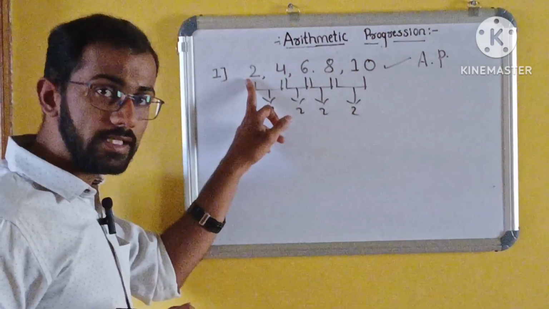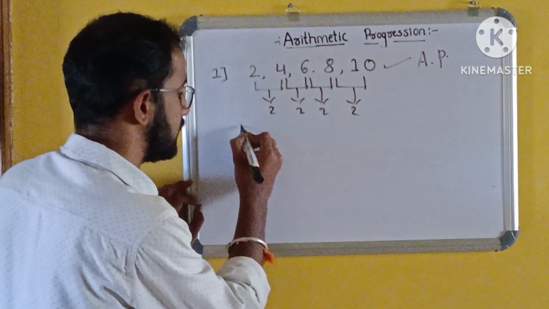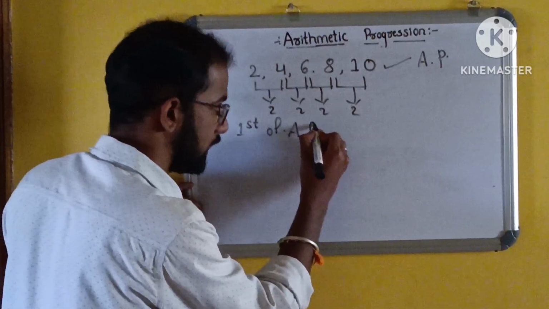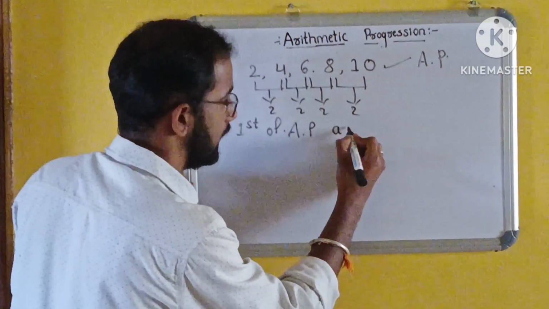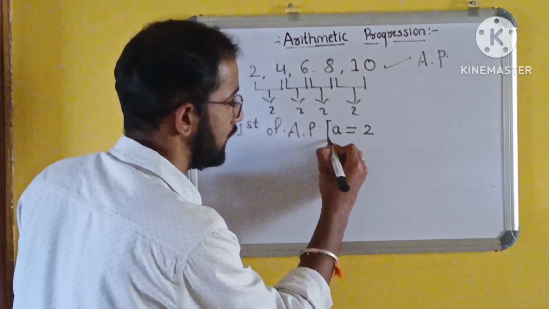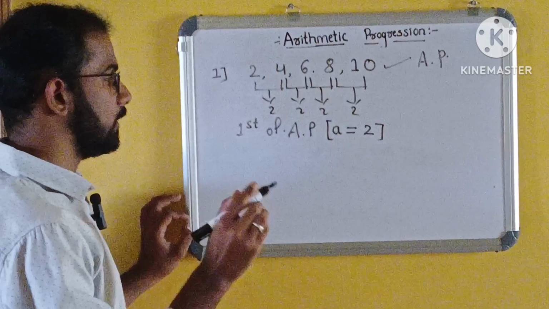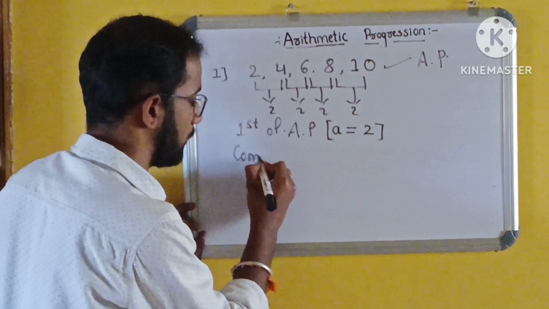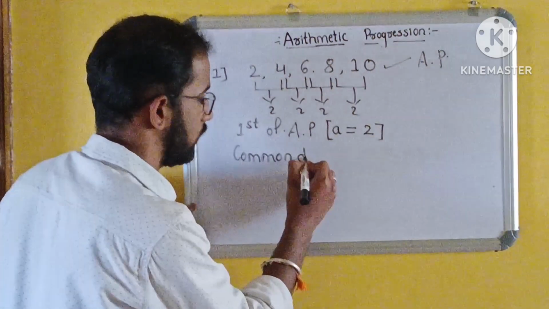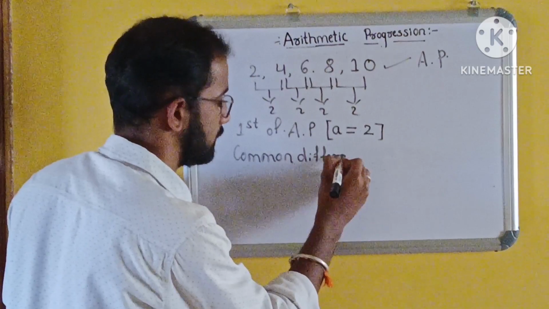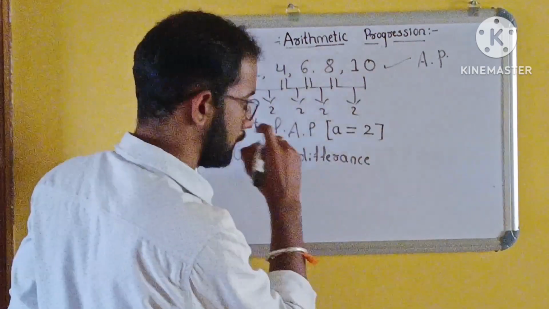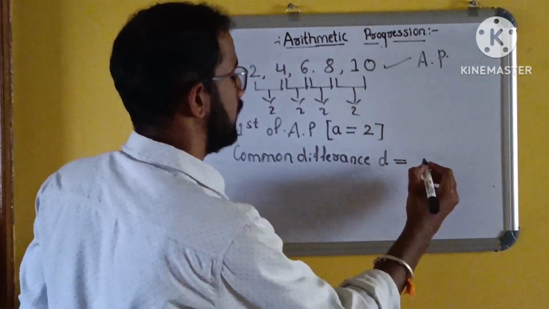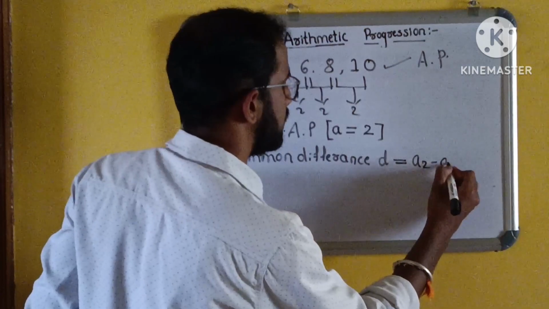Now here 2 is a. The first term of an arithmetic progression is denoted by a. That is, in our example, a is 2. Now how can we calculate the common difference? The common difference is denoted as d, which is equal to a2 minus a1.